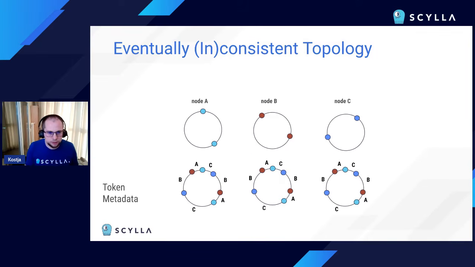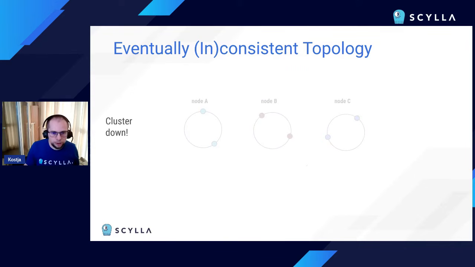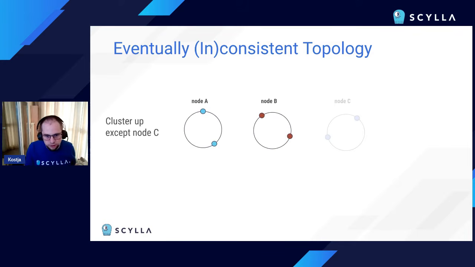Let me give you an example of a scenario. Suppose you have a cluster of 3 nodes, and initially all of them are up. They advertise their tokens correctly, and every node knows about every other token. Every node is responsible for advertising its tokens through gossip. Then the cluster goes down, so all of the nodes are down, and then only 2 nodes are up, and node C just remains down. So A and B know that C exists, but C does not advertise its tokens.